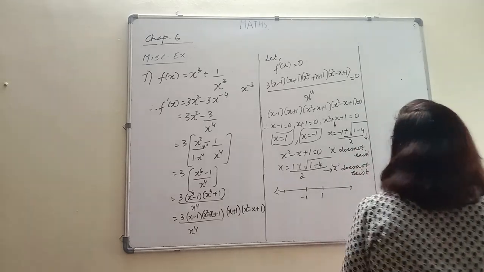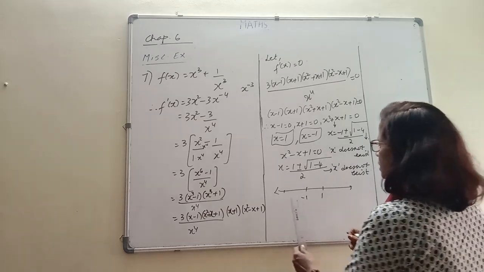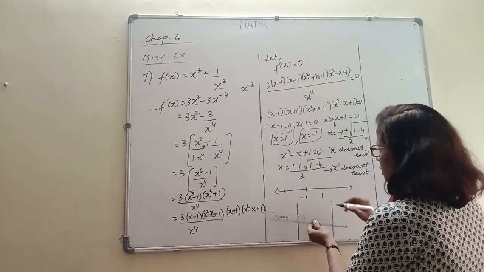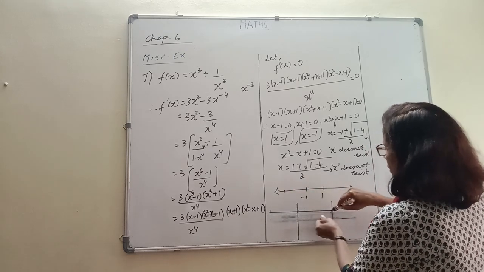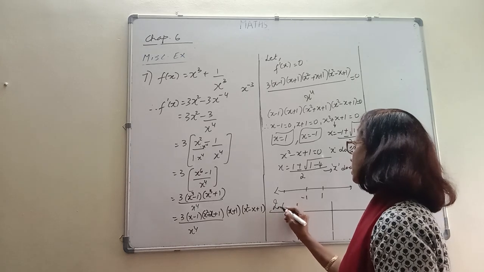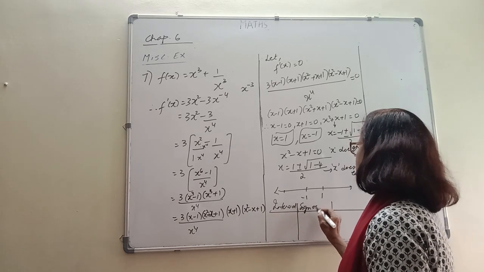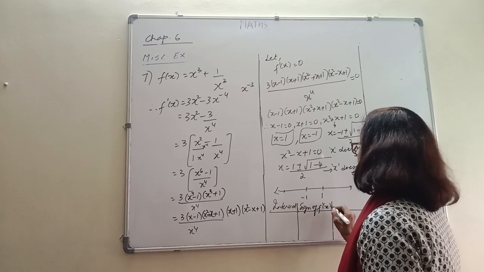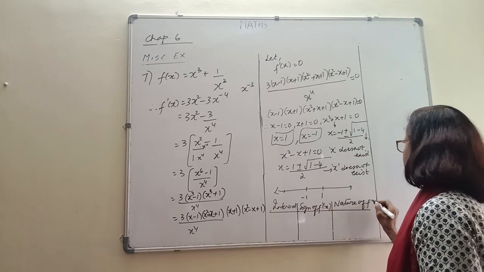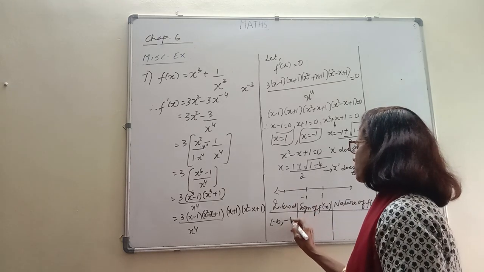Like how we discussed in the previous question, in order to analyze this, we can have these 3 columns. First column, we can call it interval. Second column, we can call it sign of f dash, and then we can tell the nature of the function, nature of f(x). So the first interval obviously is from minus infinity to minus 1.